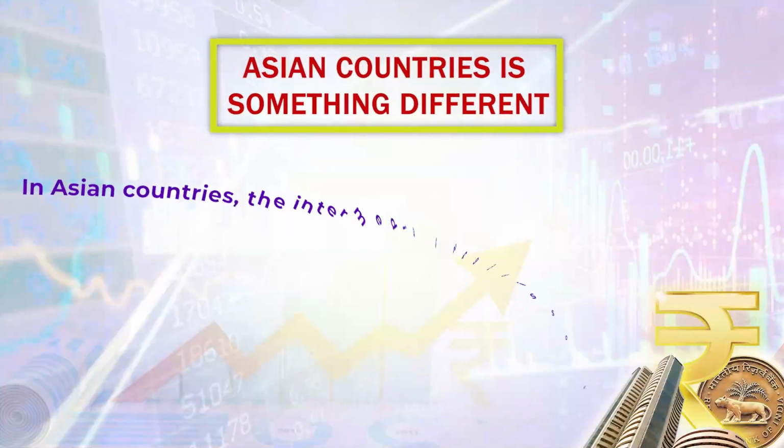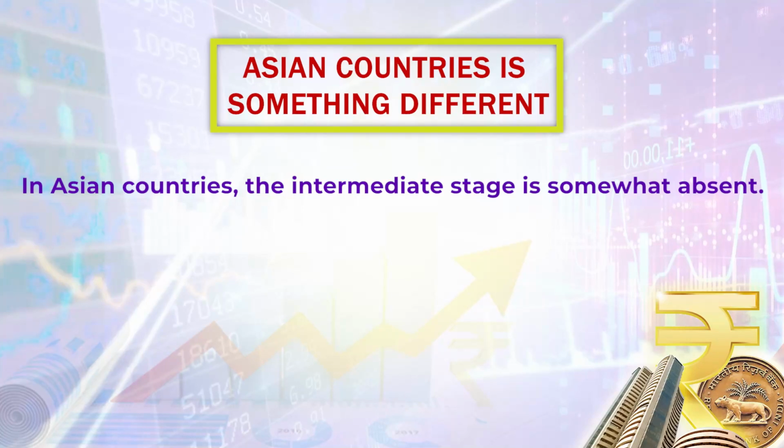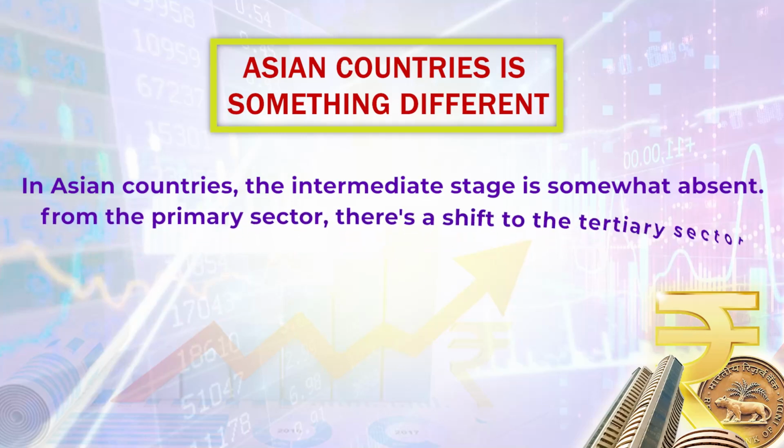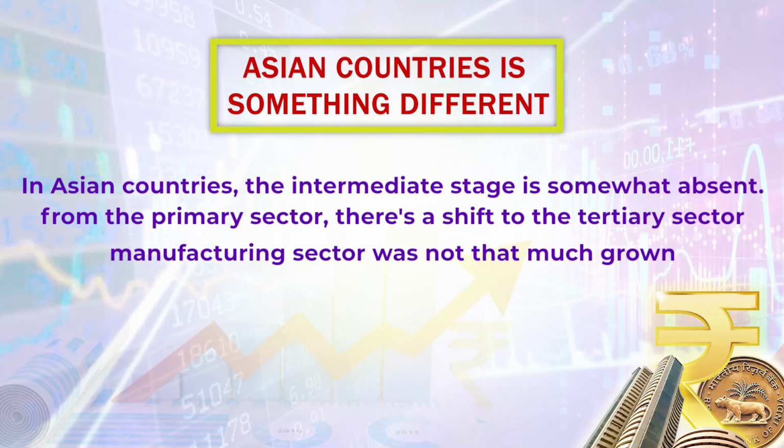But the experience of Asian countries is something different. In Asian countries, the intermediate stage is somewhere absent. So from the primary sector, there is a shift to the tertiary sector, and manufacturing sector was not that much grown. So if we discuss the sectoral composition in the economy, then we have to discuss this phase or three-stage growth theory.